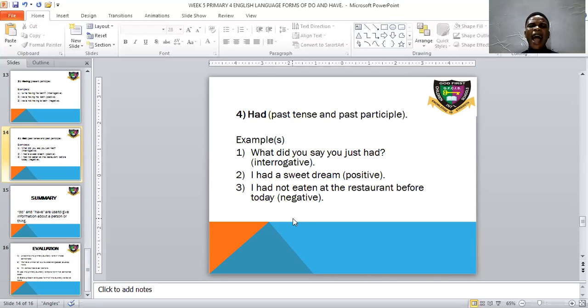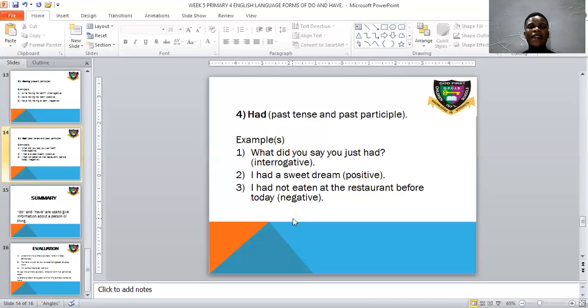Now, the third one is saying, I had not eaten. I had not eaten at the restaurant before today. That is an example of a negative statement. I had not eaten at the restaurant before today. That is, probably we went to a restaurant to eat. But now I'm telling you that before today, I had not eaten at the restaurant.